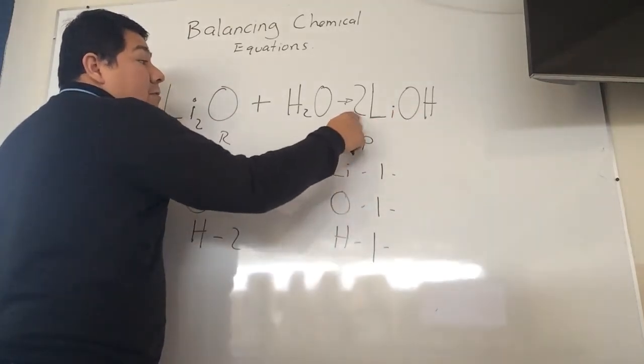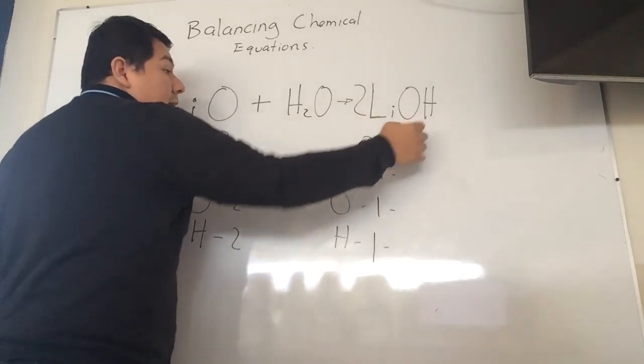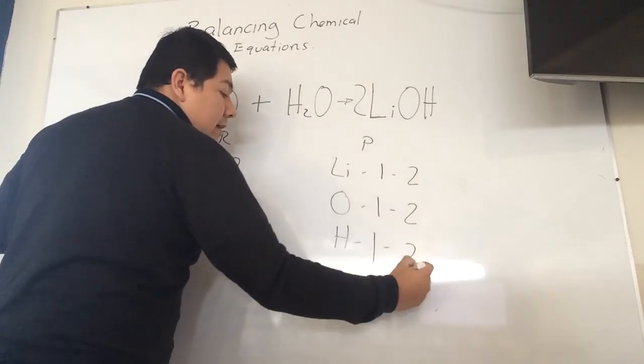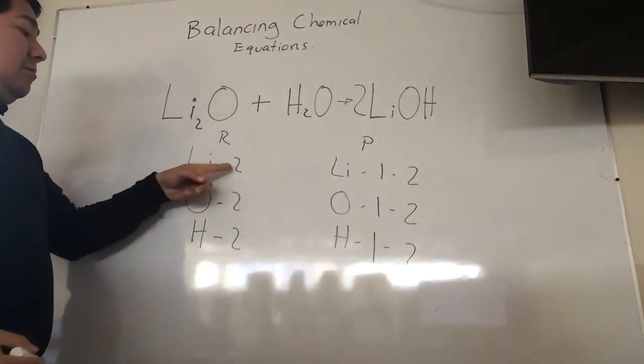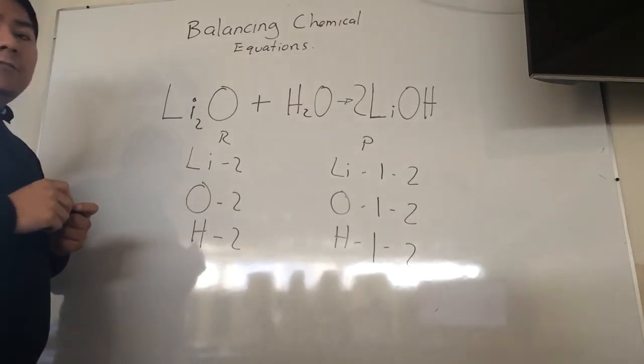So you will have 2 atoms of lithium, 2 atoms of oxygen, and 2 atoms of hydrogen. So now you have 2, 2, and 2. And if you look at the other side, now you have 2 of each one. So it is balanced now.